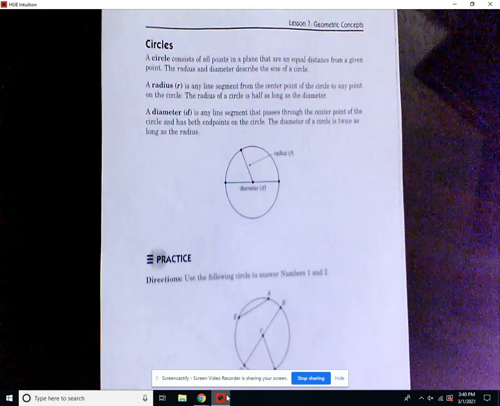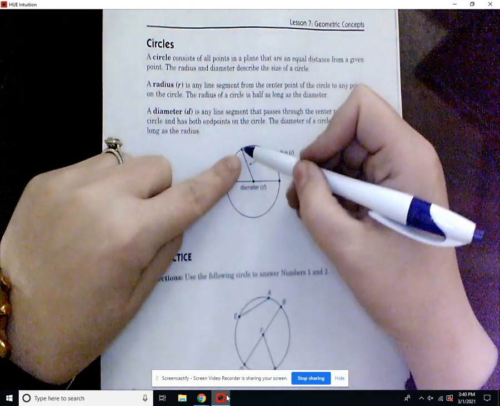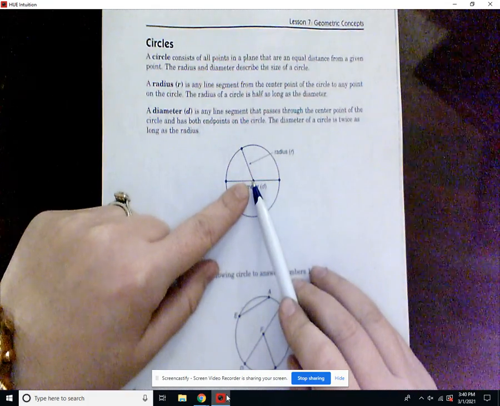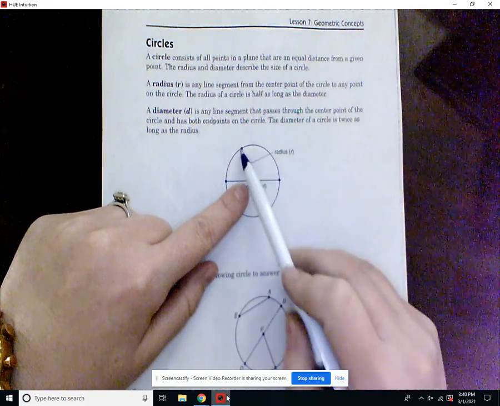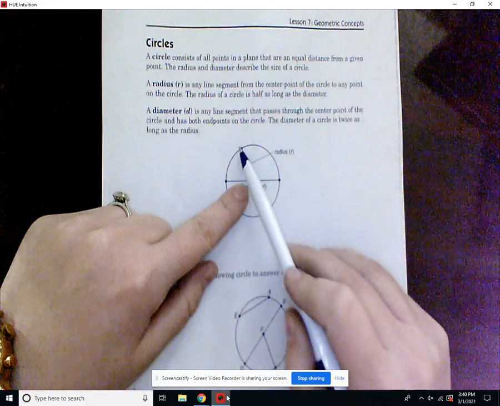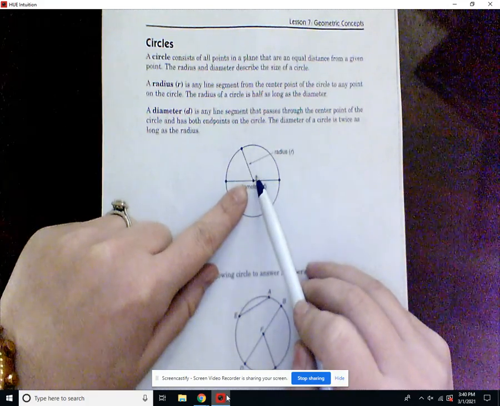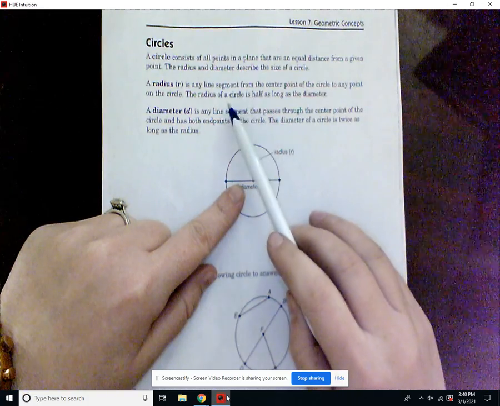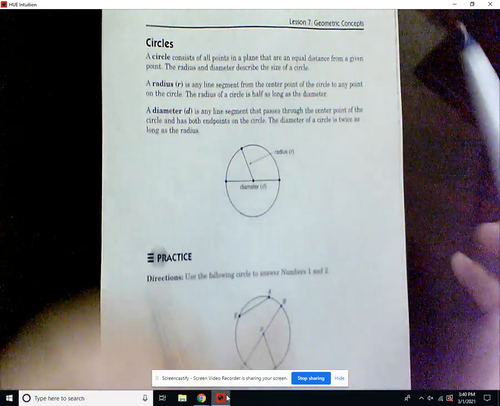A radius, which is this short little line right here, is any line segment from the center point to any point on the circle. So it only goes part of the way across the circle. The radius of a circle is half as long as the diameter.